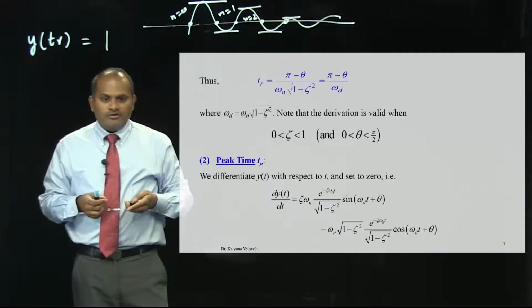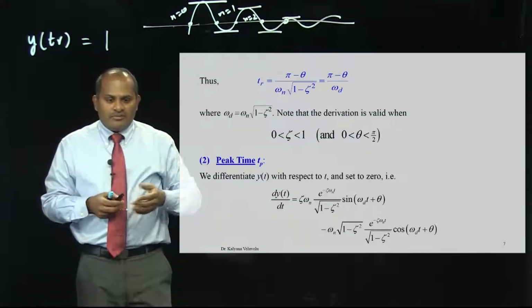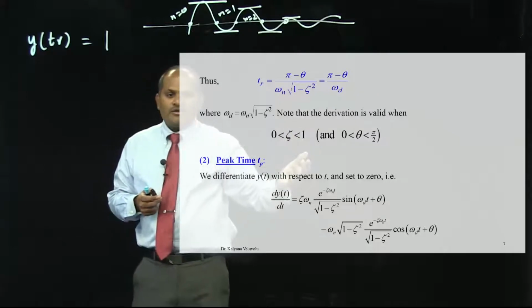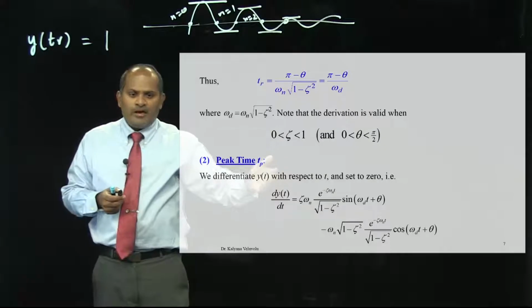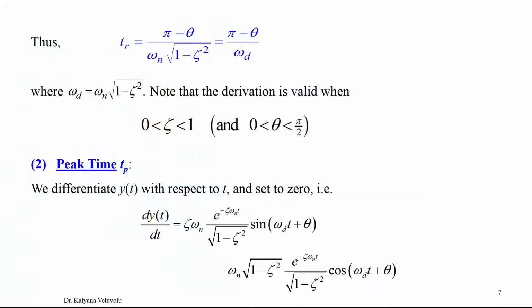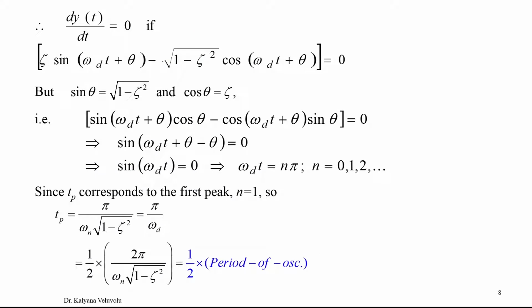So, we are going to use that expression, that means we are going to differentiate our second order step response with respect to time and equate to 0. So, we differentiate y of t with respect to t and set equal to 0. We can actually get the derivative for the exponential and the derivative for the sine term by parts. We get dy by dt is equal to this expression. Once you get the expression, we need to equate to 0.